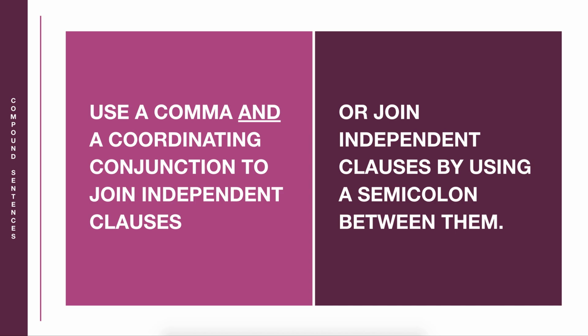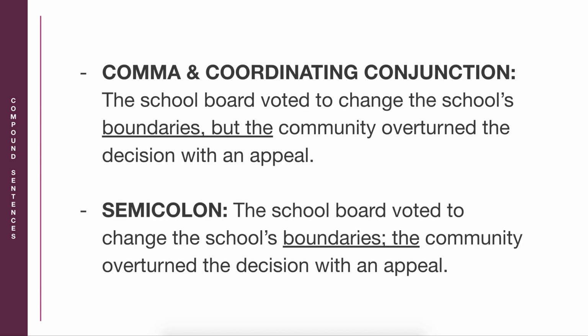Let's look at some of the specific differences here. First off, our top example uses a comma and a coordinating conjunction to combine two independent clauses. The school board voted to change the school's boundaries. That is independent clause number one. But the community overturned the decision with an appeal. The community overturned the decision with an appeal is independent clause number two.